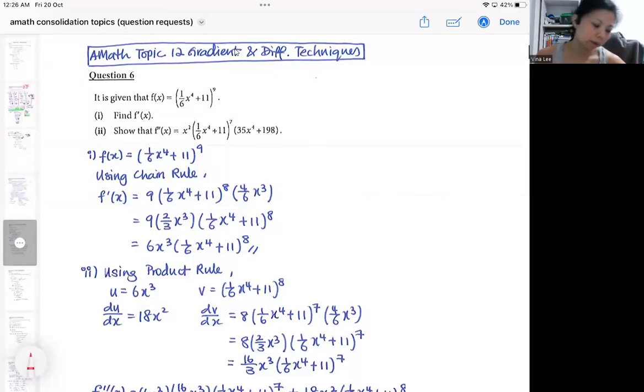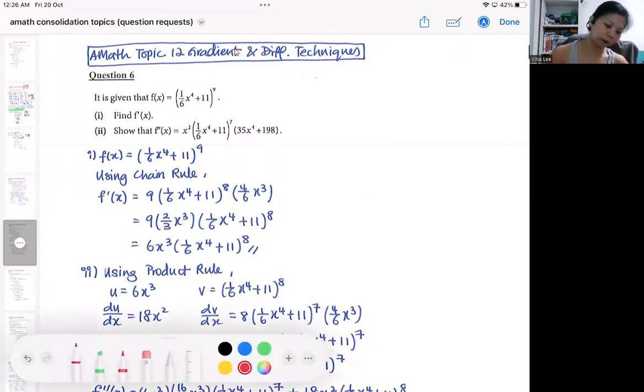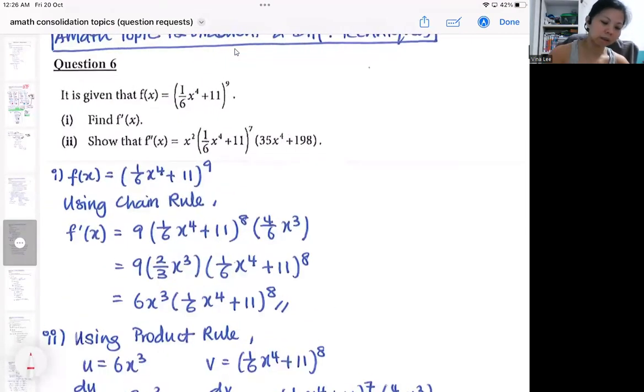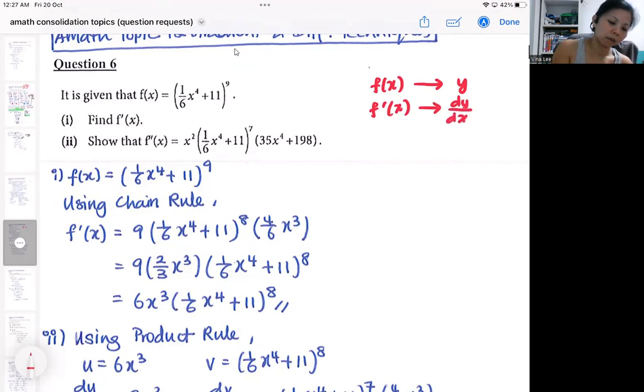So this question actually is a pure question on differentiation. As a recap, I'm going to recap the symbols. When you have f(x), that's equivalent to the expression for y. When you have f prime, that's equivalent to dy/dx. And when you have f double prime, that is equivalent to your second derivative.